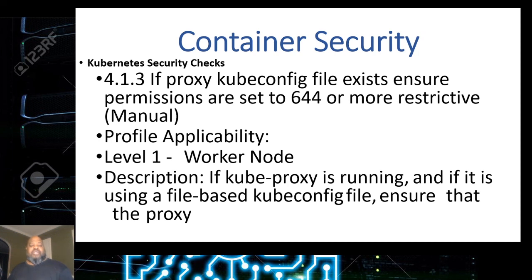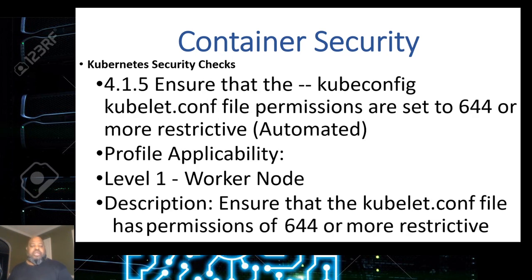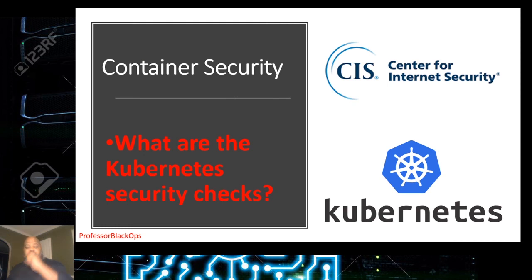Once again, if the proxy kubeconfig file exists, ensure the permissions are set to 644. If the proxy kubeconfig file exists, ensure the ownership is set to root. Ensure the Kubernetes config file is set at 644. Remember, this is a worker node check. Once again, this was something quick. We wanted to go over the Kubernetes checks.